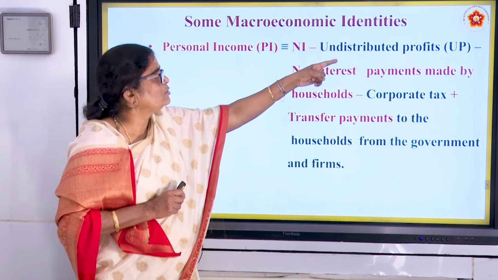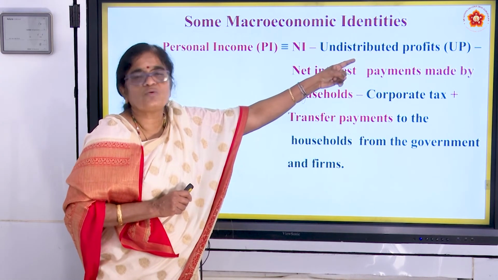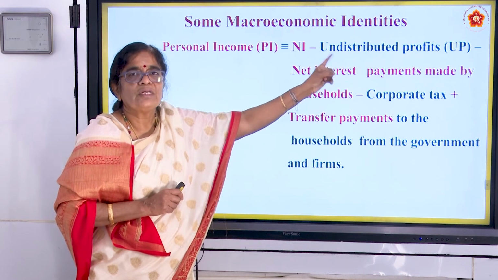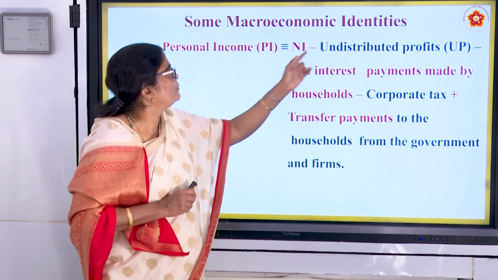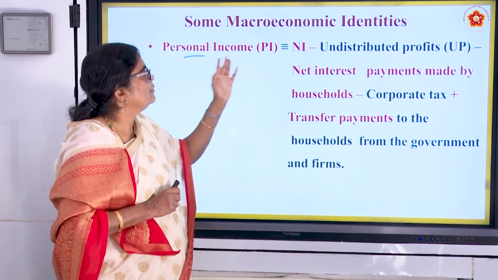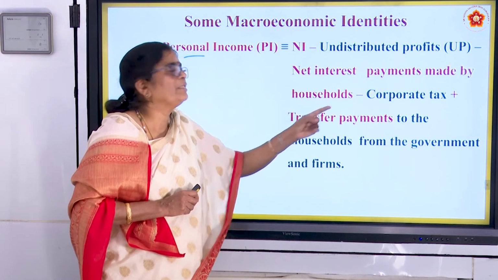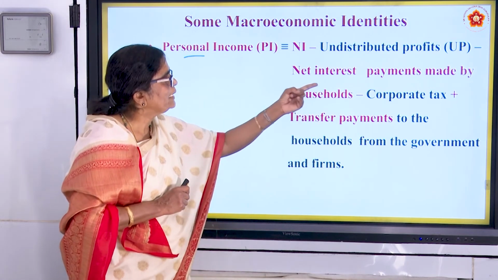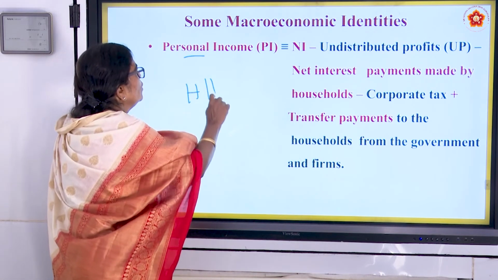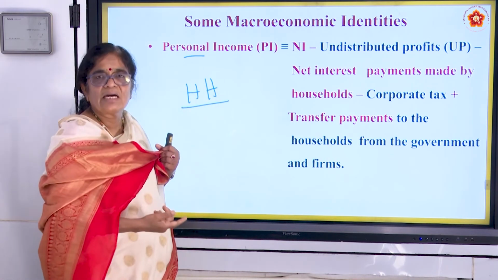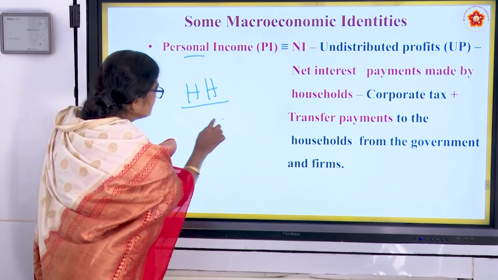Therefore, NI minus undistributed profit minus net interest payment, because this doesn't go to the household. It isn't paid by the firms or enterprises to the factors of production. Therefore, it is deducted because it doesn't go to household personal income. You have to subtract undistributed profit and net interest payment made by the household. What do you mean by net interest payment made by the household? If households have already advanced some loans to the government or other firms, what will they do? They will receive the interest.